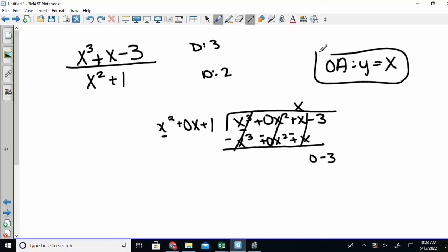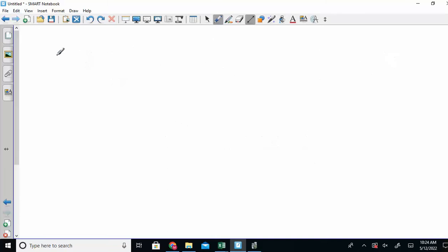Okay, let's do one. So trying to think of things that would be worth a lot of points on here. When we had to go through and do all the graphing on these, that would be a lot of points. So let's practice one where we had to do everything.